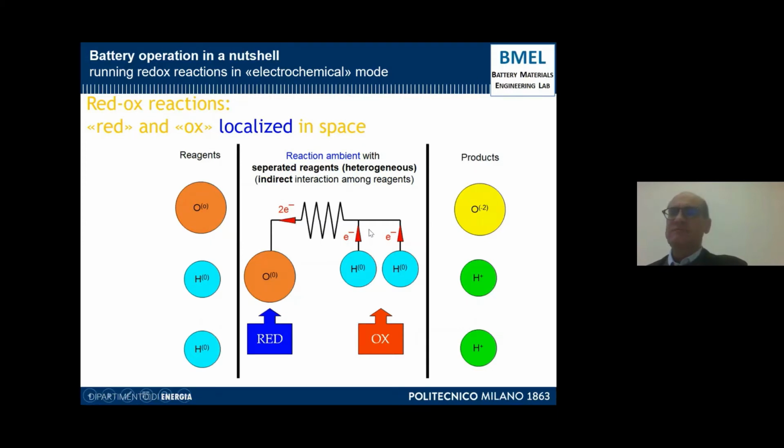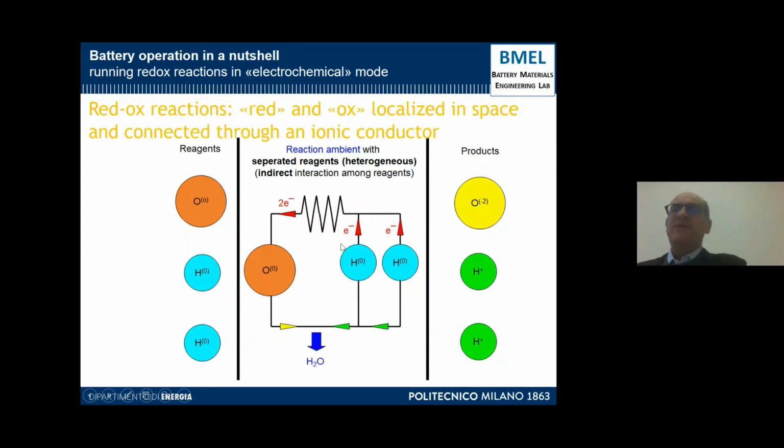So the redox reaction is completed by bringing together from the ox to the red sides, on the one hand, electrons through some electronic conductor, and on the other hand, the respective reaction products. Since reaction products are typically ionic in form, they can be brought together by some ionic conductor.